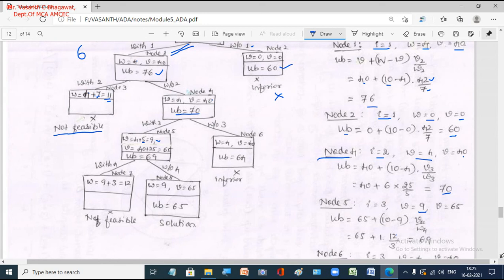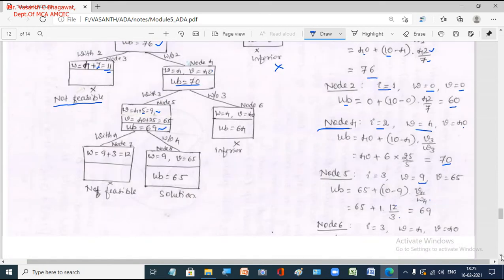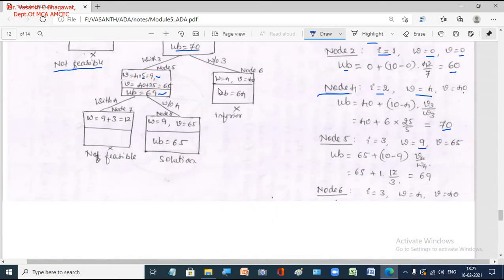Now you can come below and check the calculations you are going to do for node 6. If you don't select the third item, what will be your weight? The previous weight was 4 kg and the profit was 40. So if you don't select, you will have the same thing. So i is 3 now, the third item you are scanning. The previous weight is 4 kg and the previous profit is 40.